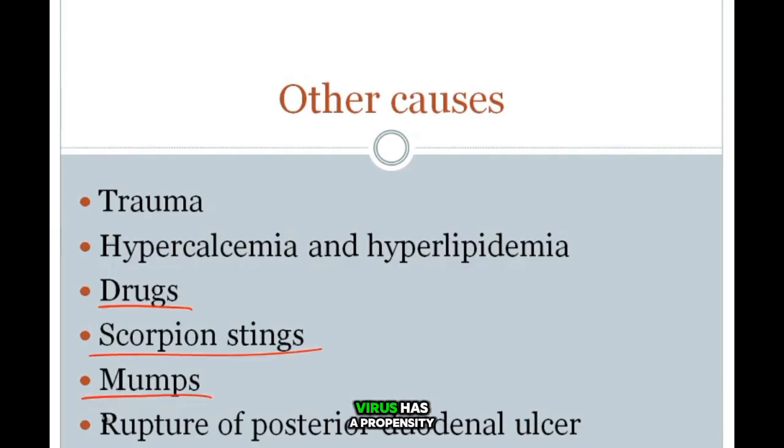Recall that the mumps virus has a propensity to infect the pancreas, increasing the risk for acute pancreatitis. And finally, rupture of a posterior duodenal ulcer can result in pancreatitis, and that's because the head of the pancreas sits slightly posterior to the duodenum.